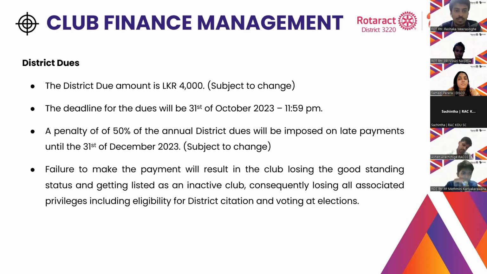So we recommend completing the payment before the 31st of October, so you don't have to pay any penalty. And if any club fails to complete the payment within the extended deadline, that will result in losing the good standing status. That means clubs will lose eligibility for district citations and also for voting and elections. Moving on.